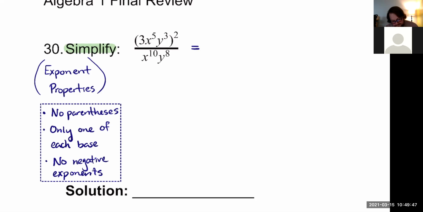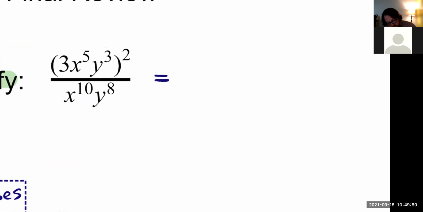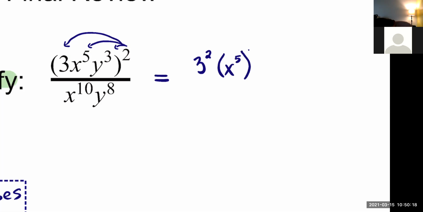But in this case, Leanna, your instincts were right in this scenario, because since there's no addition or subtraction inside the parentheses, this is just a monomial. It's a big monomial, but it's just a monomial, which means every base inside this monomial that is currently sharing the exponent of 2 can get its own exponent of 2. So what that would look like is we would have 3 to the power of 2. We would have x to the 5th raised to the power of 2. And we would have y to the third raised to the power of 2.